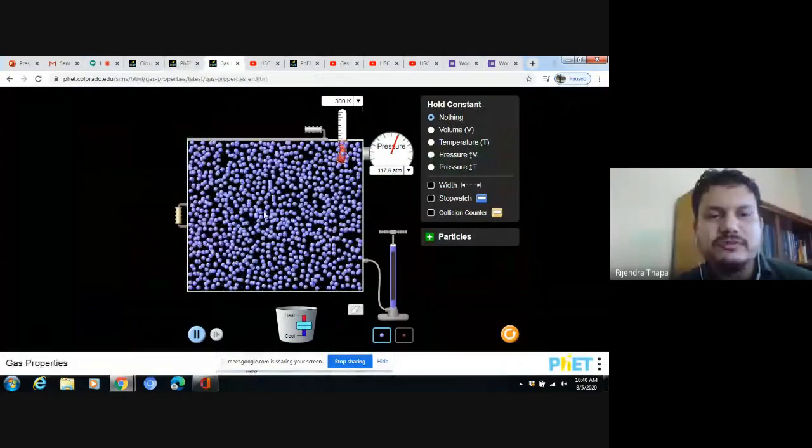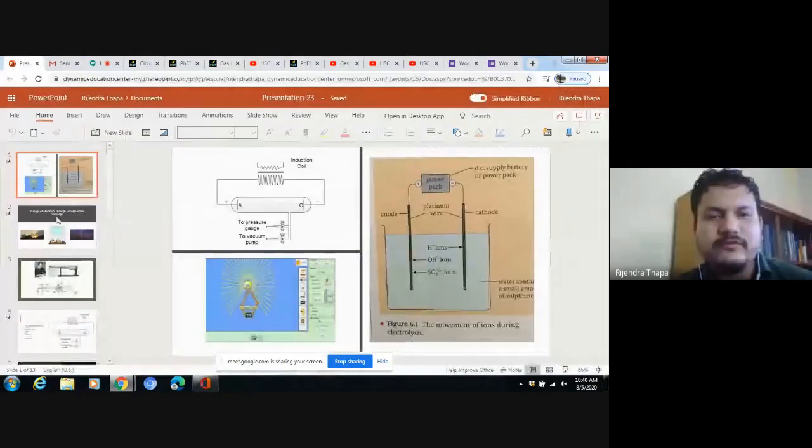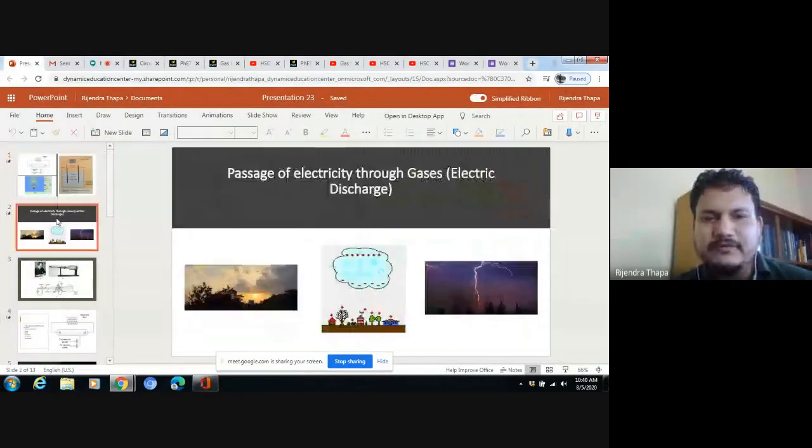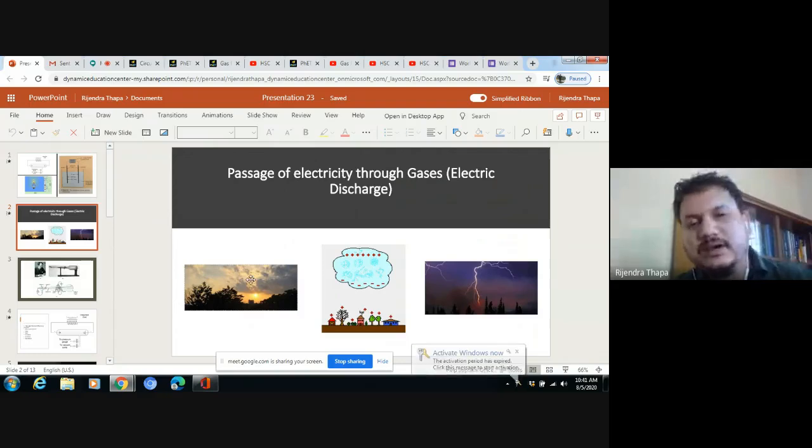What we found out from this slide was that gas molecules usually are insulators until and unless a high electric potential difference is applied. So in normal weather conditions, this atmosphere, the layer of gases, does not conduct electricity. But when a high potential difference is maintained during a thunderstorm or during the rainy season, then you can see a nice display of electric discharge.